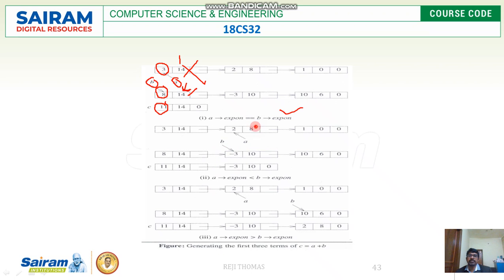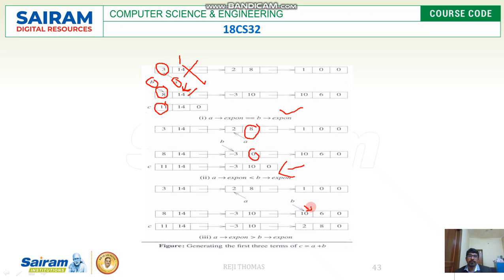Now if I take the exponent part, what happened? A's exponent is lesser than B's exponent. If that's the case, I have to duplicate. So when A's exponent is less than B's exponent, I will duplicate B. When I duplicate B, I'll get 3x^14 and minus 3x^10. So we have seen this. You are going to put it in the resultant and advance B. Now B will point to the last term.